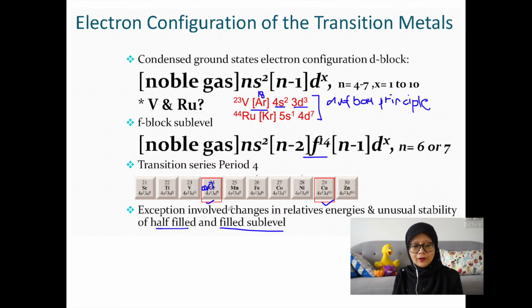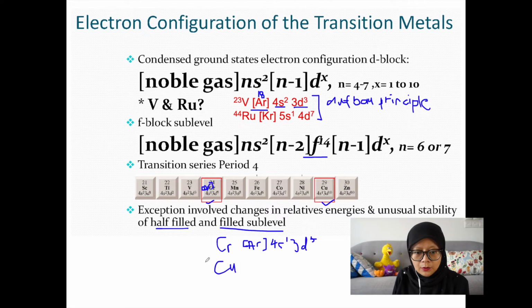Let me write it down here. Chromium: Ar 4s1 3d5. And also copper, atomic number 29: Ar 4s1 3d10.